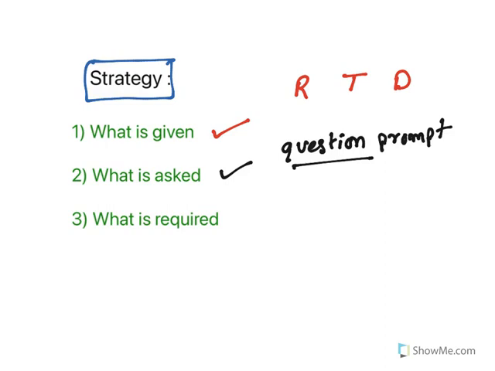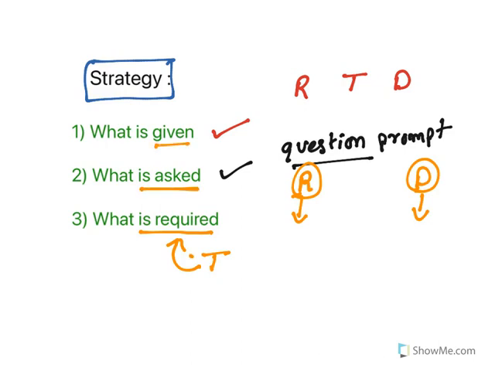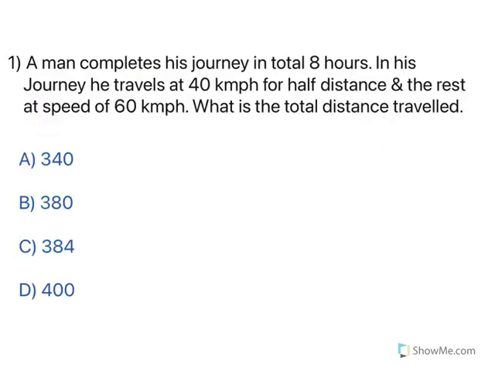Now the next one is what is required. Sometimes the question may ask you about what is rate. The data may give the distance. In order to get this rate, if you have distance, this is not enough. You need to get time. So this is what is required. If you get this required one, you will get what is asked. And what is given? Distance is given. So keep these things in your mind. Whenever you do this kind of problems, you need to understand what is given, what is the question prompt, what is asked, and what is required to get that answer. Let us apply these concepts and do some of the questions.